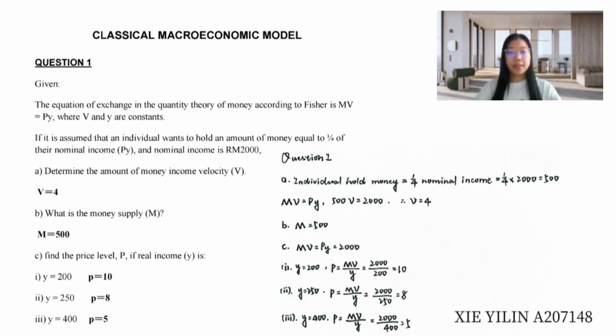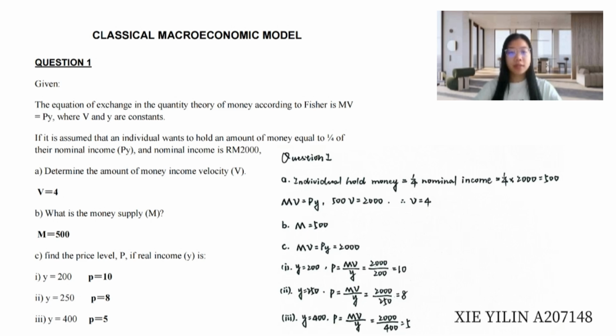Next, we know that the equation of exchange is M multiplied by V equals P multiplied by Y. Here, M equals 500 and P multiplied by Y equals 2,000. So we can calculate V equals 2,000 divided by 500, which gives V equals 4. So for the first question, the V is 4.